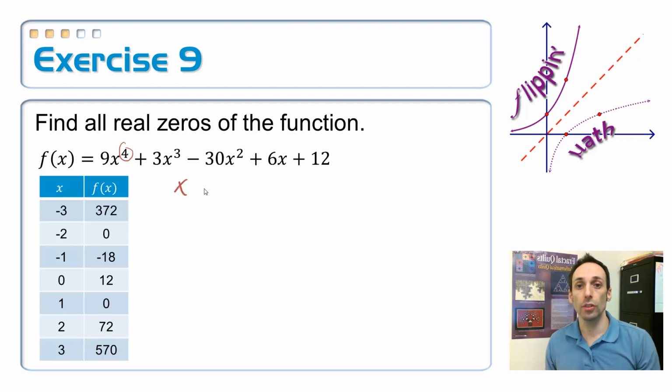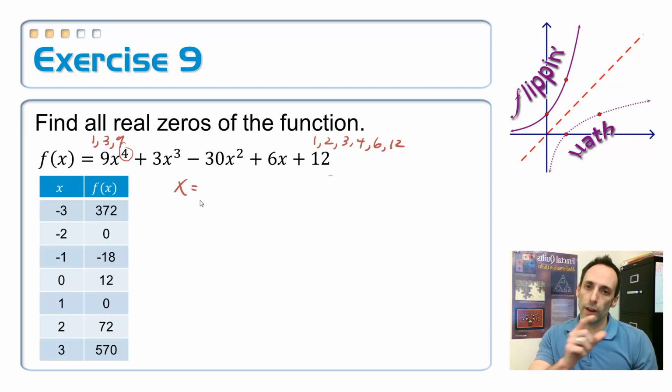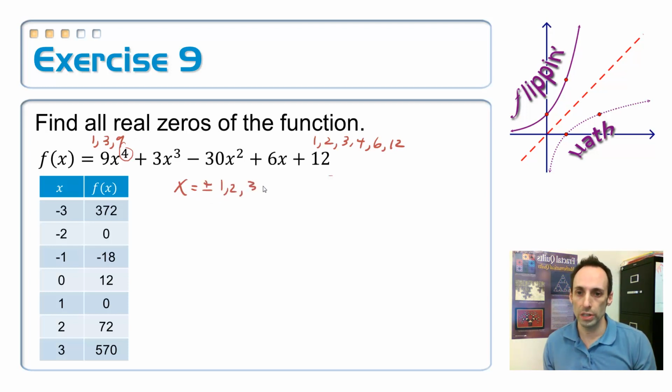So that's using the rational zero theorem. x could possibly be all the factors of 12, which are 1, 2, 3, 4, 6, and 12, divided by all the factors of 9, which are 1, 3, and 9. So divide those things out, the factors of 12 on top. So plus or minus 1, 2, 3, 4, 6, and 12.